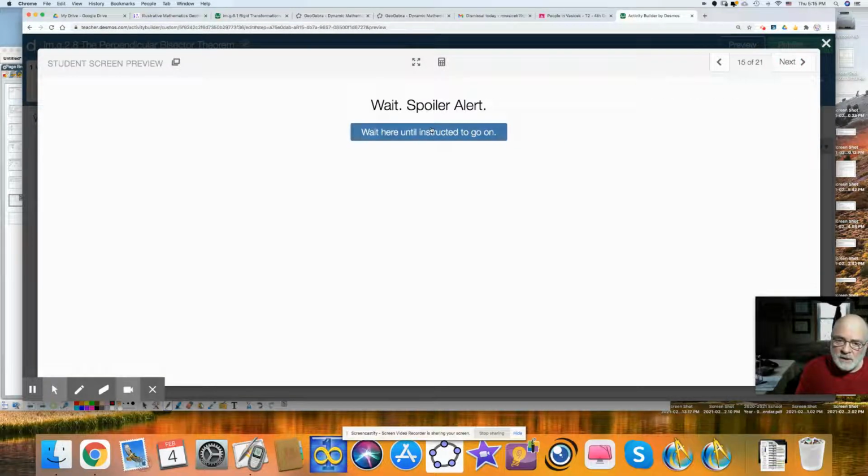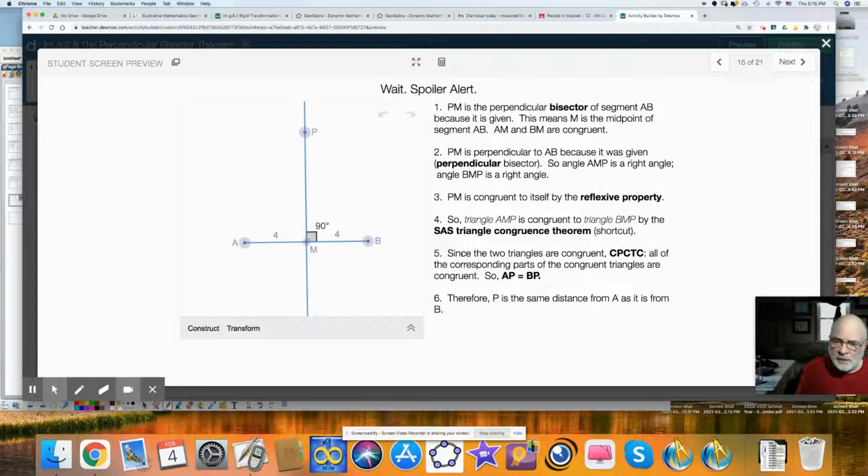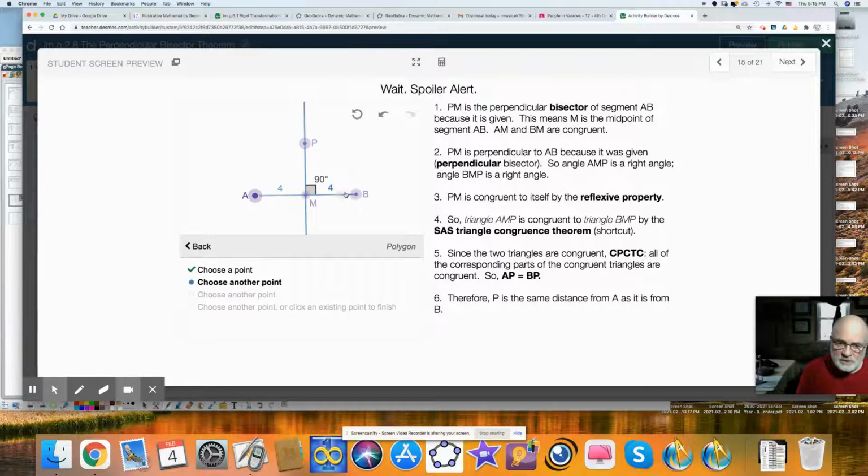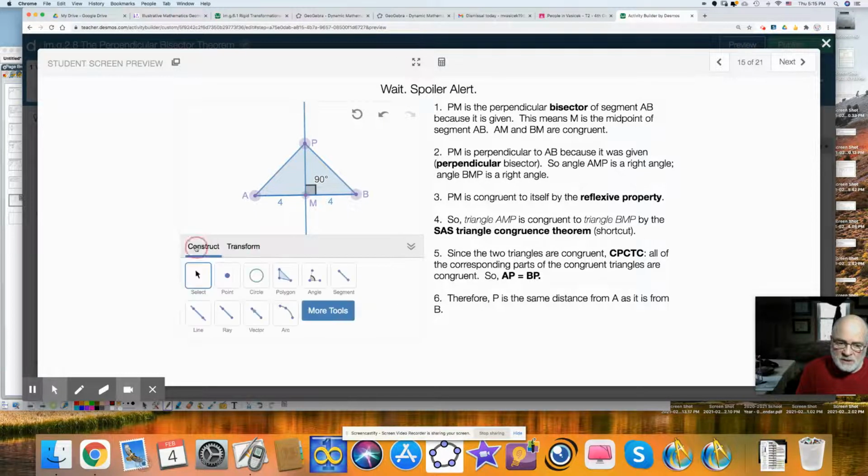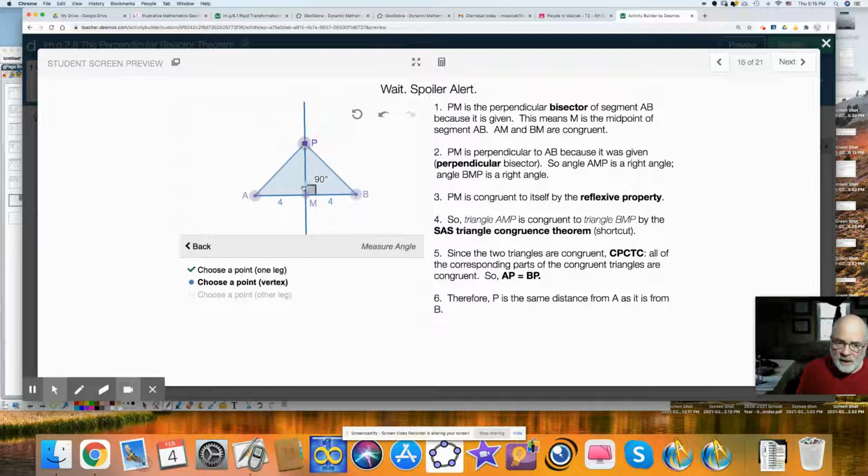So let's try this. Here's the spoiler alert. This is the actual solution. It says PM is the perpendicular bisector because it was given. Now I can move PM anywhere I want to on this. I'm going to construct the actual triangle. I'll construct a triangle here. And I actually have two triangles that are split by this piece in the middle. This piece in the middle cuts this into two equal parts because it said it was a perpendicular bisector. This is 90 degrees. This also means that this other angle, PMA, has to be 90. If you measure it, you can see 90, 90, they add to 180, of course. And we know that PM is congruent to itself because of the reflexive property.